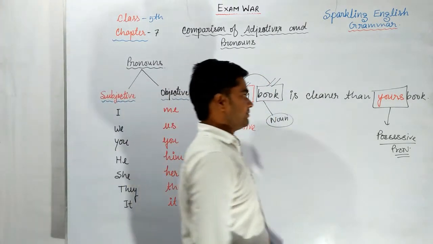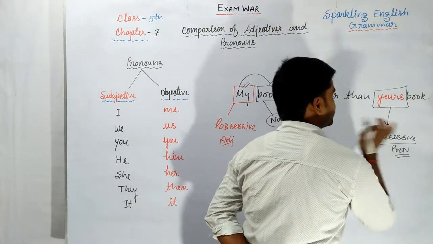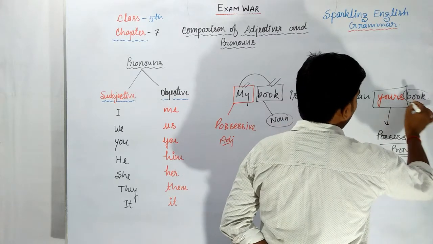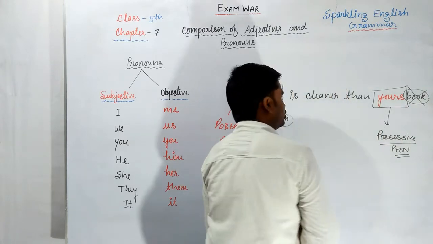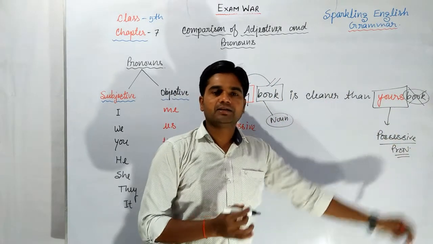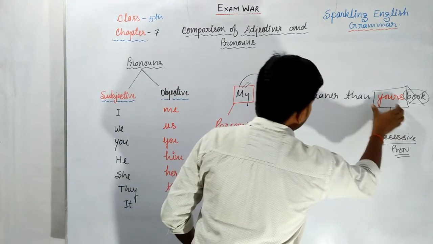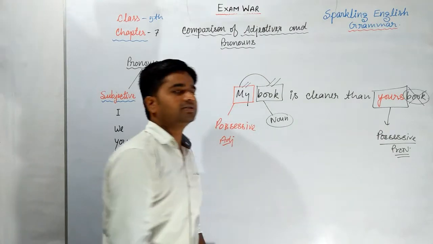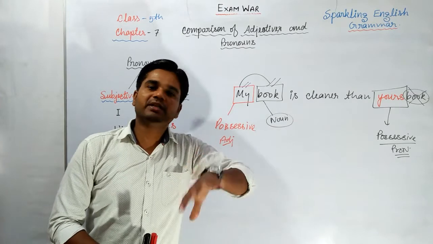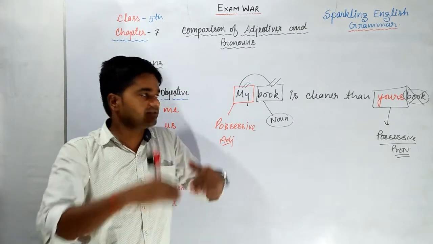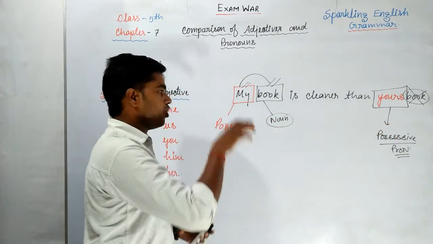But in the second case we use yours, that is a possessive pronoun, and any possessive pronoun is not followed by any noun. That's why we do not have to use book again. The right sentence will be: my book is cleaner than yours. Here yours means book. We need not write book, but it is already understood, it is included in yours. So I think, dear students, you got this point.